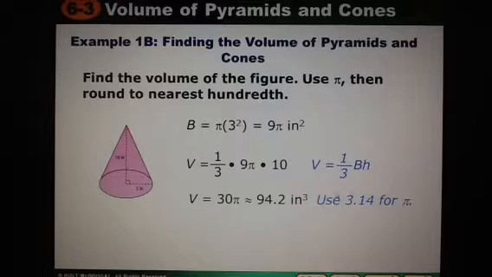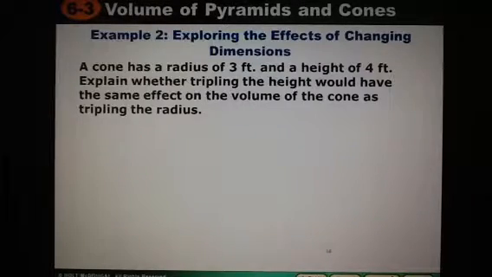and it says use 3.14, and that's incorrect. We're going to actually use pi on our calculator. So if I do 30 times pi on my calculator, you actually get 94.2 still cubic inches if we round it to, oh, it says round to the nearest hundredth, so then it would be 94.25 because there's a 7 after the 4.